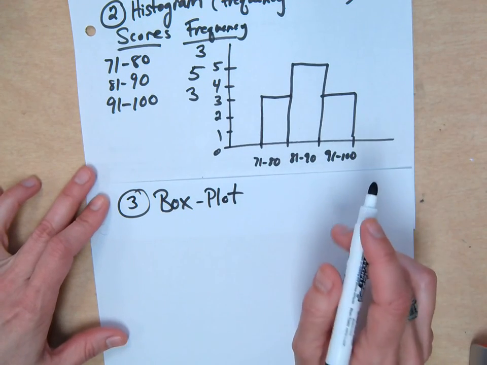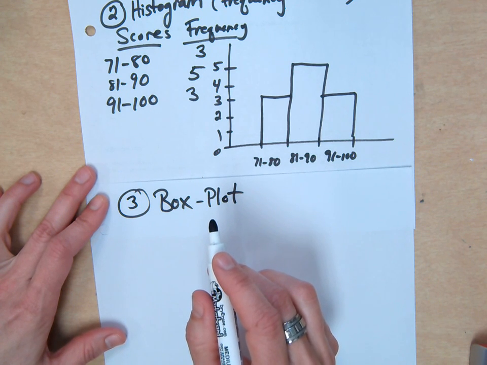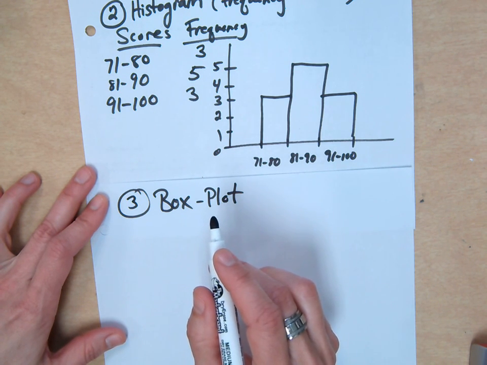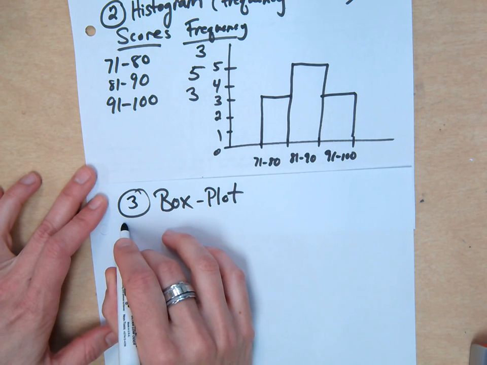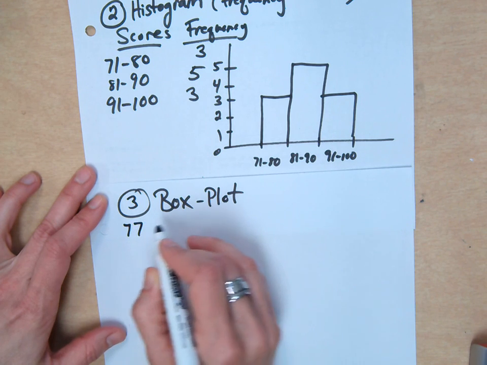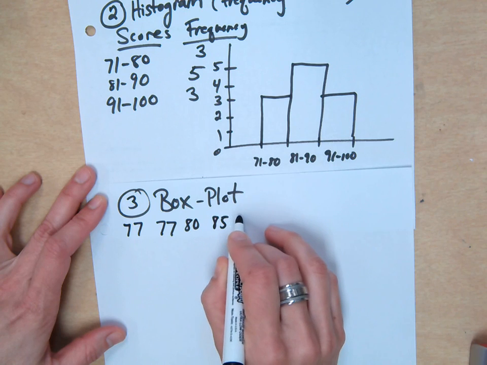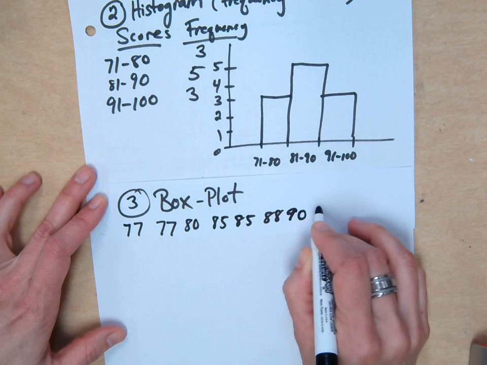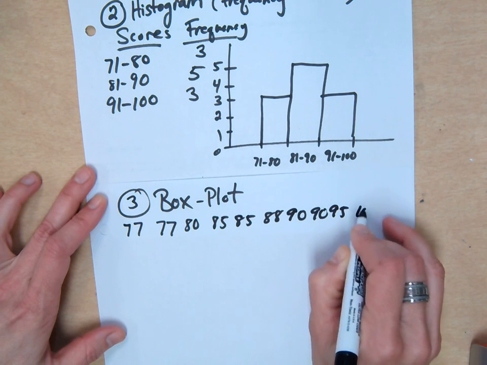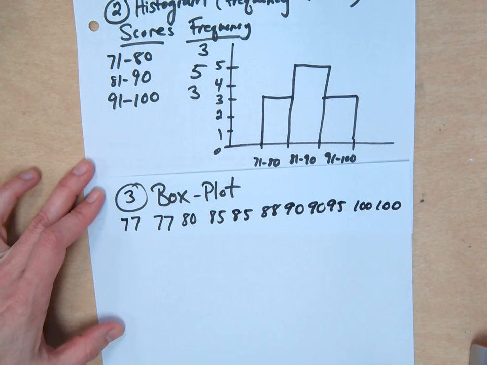So what this does is it divides up your numbers into quarters. So let's list our numbers again in order to do the box plot. So we have 77, 80, 85, 85, 88, 90, 90, 95, 100, 100. Alright, we're going to divide it into quarters. We start with the median. This is called a 5-number summary.